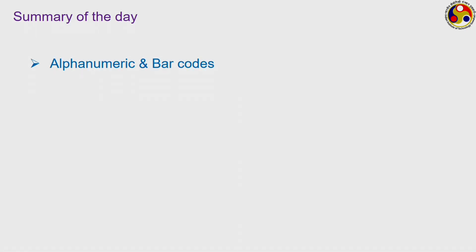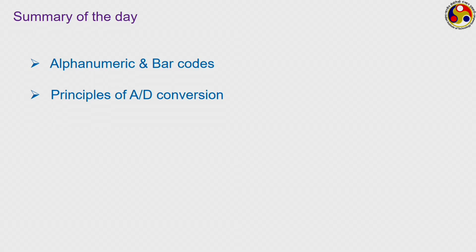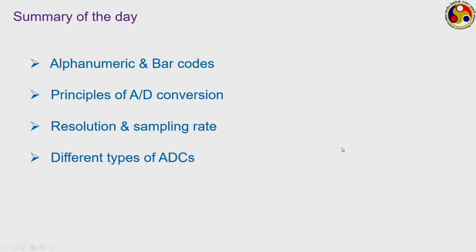So that takes us to the end of the day, where we have discussed alphanumeric and barcodes, the principles of AD conversion, the role of resolution and sampling rate, and finally different types of ADCs. We have discussed primarily 5 different types of ADCs: the digital ramp, the integrating ADCs, successive approximation ADCs, flash ADCs, and also the sigma delta ADCs. Flash or parallel ADCs and successive approximation are the two most popular ones, whereas sigma delta is the most accurate one. So that is it for the day.